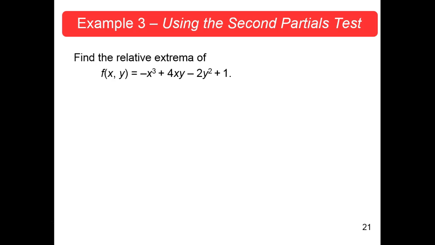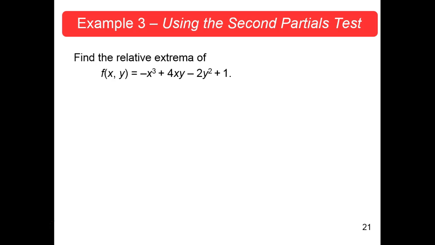Okay, we're on page 944. This is chapter 13, functions of several variables. We're at 13.8, extreme of functions of two variables, and I just did example 2 and talked about the second partials test, and that's what we're doing in example 3.